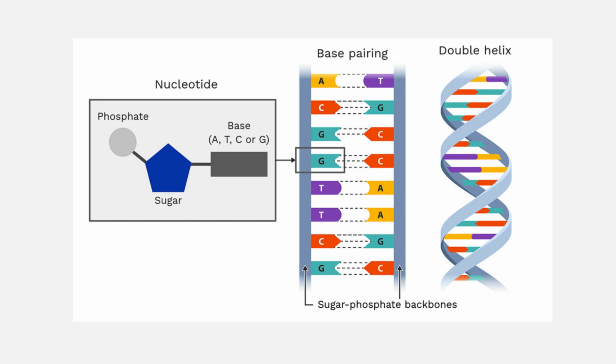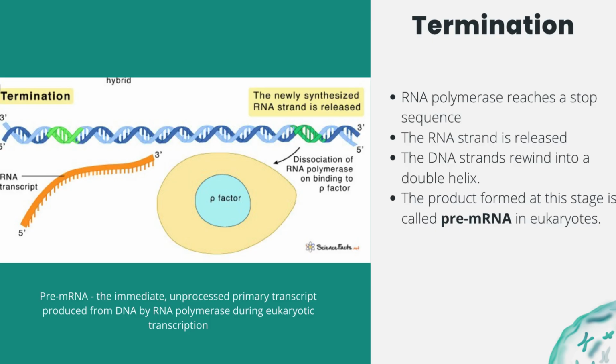And just so we can get a closer look at this, for DNA, a nucleotide includes a base, a sugar, and a phosphate. And how these are paired is the adenine goes with the thymine, the cytosine goes with the guanine, and vice versa. Lastly, we have termination, in which the RNA polymerase reaches a stop sequence.